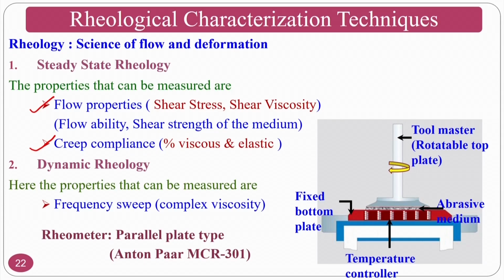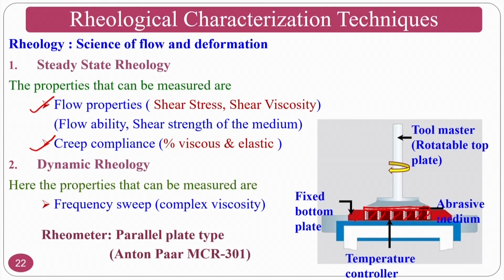If you see the schematic of the Anton Paar rheometer or parallel plate rheometers, you have a fixed plate here. This red one is a fixed plate and a rotatable plate is there on the top, and in between you have the medium. The red one which I have drawn is a medium. So, whenever you give the top plate a rotary motion, it will shear from the periphery of the medium. You can always have a temperature controlling unit, so that if you want to check with respect to different temperatures and other things, you can check.